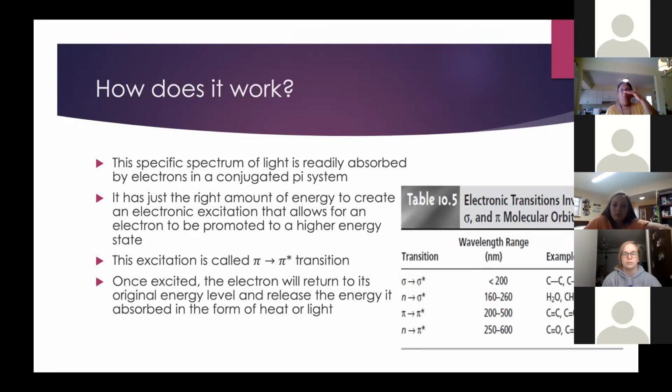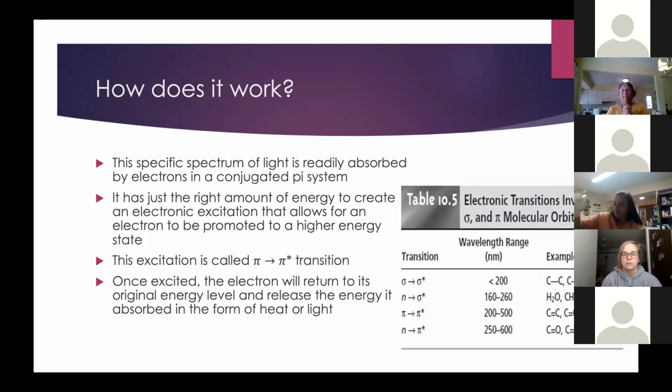If the electrons are from the sigma bond, then you have sigma going to the sigma star, an excited level. N, what does N stand for? Those represent the lone pairs. So you can have the lone pair of electrons get excited to the sigma star. Or the lone pair of electrons, look at the last one, can go to the pi star energy level. But the ones that UV-Vis catches are mostly the pi to pi star and also the N to pi star.